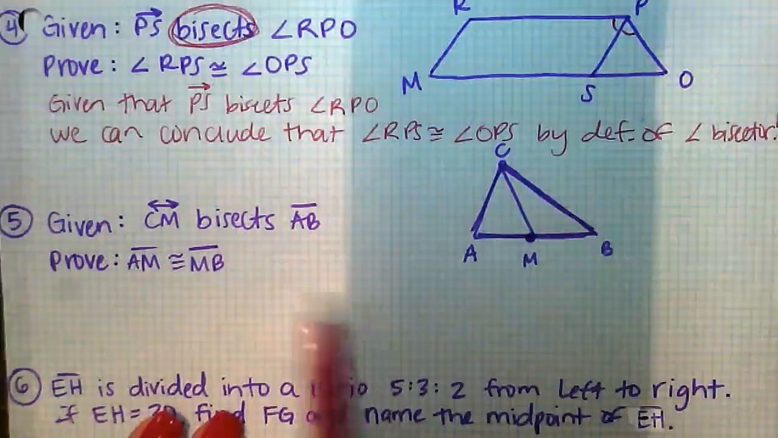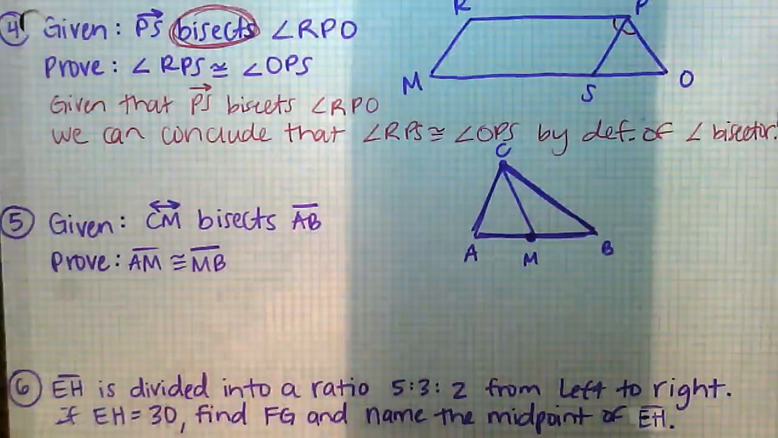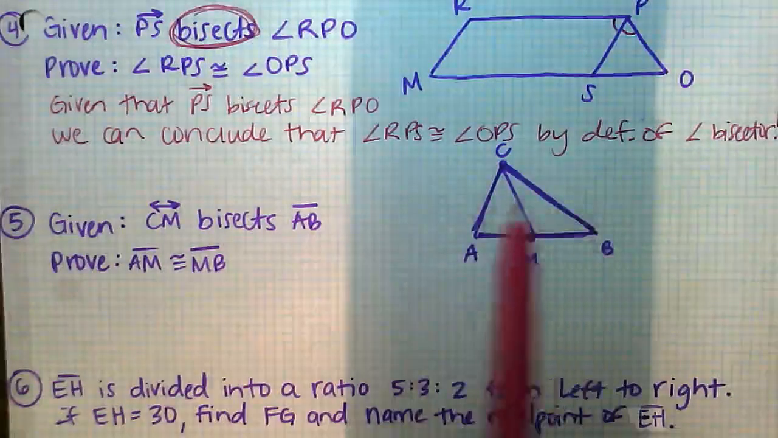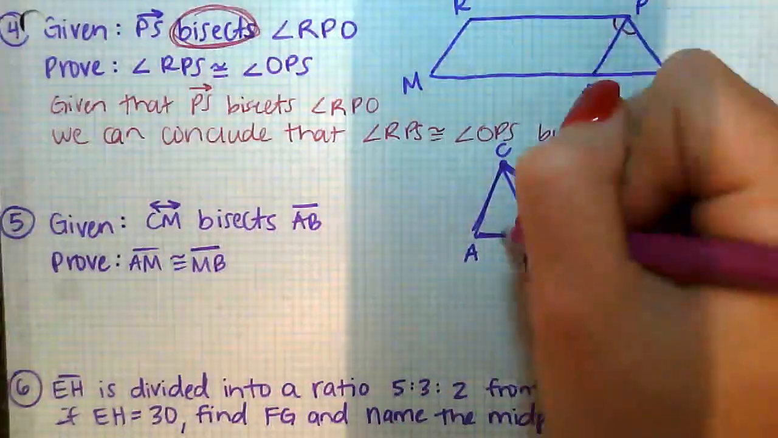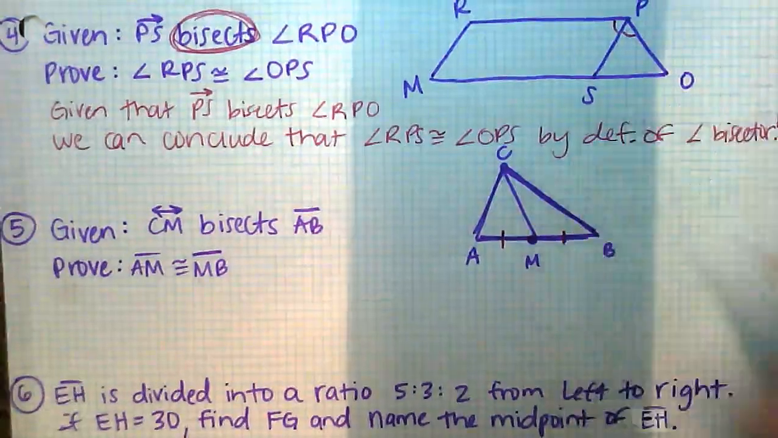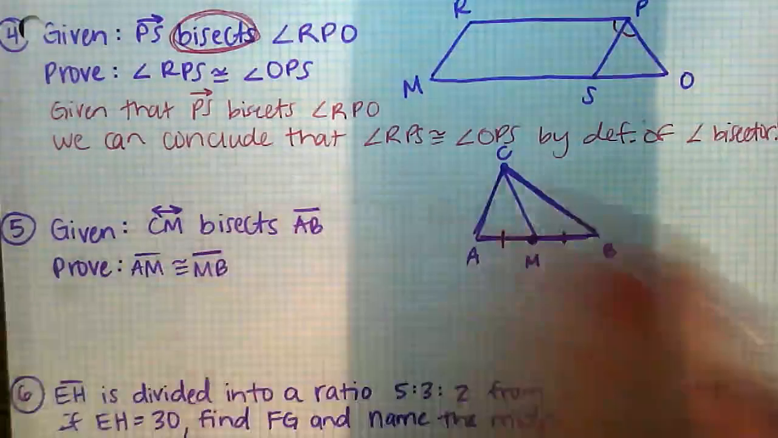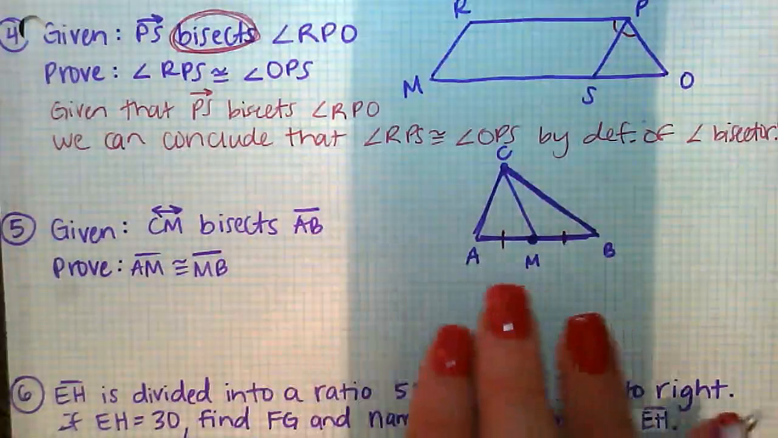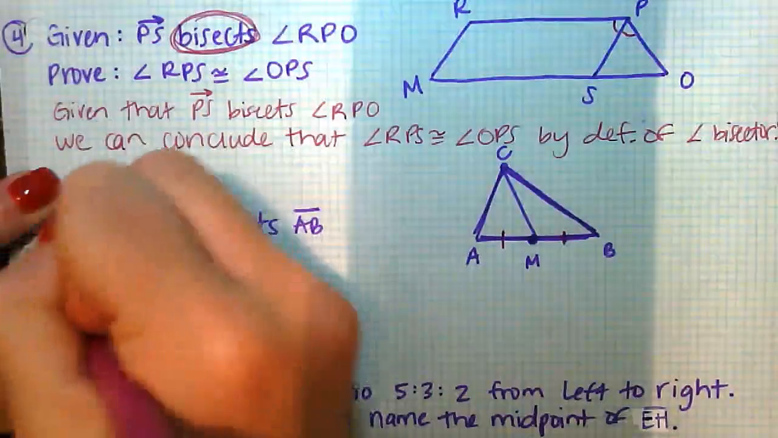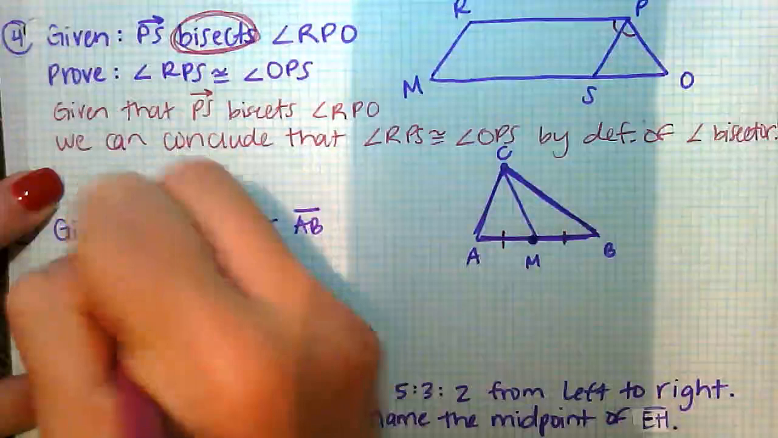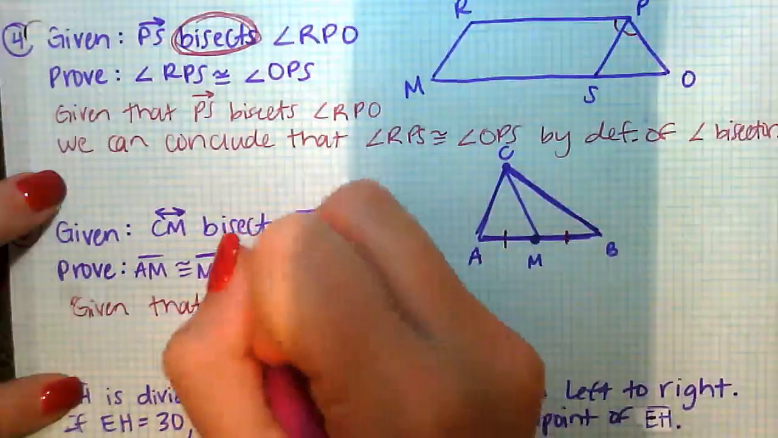Then let's take a look at this one. Let's talk about what you can conclude when you have a segment bisector. In this picture, they're saying that line CM bisects segment AB. So if I want to talk about what we can conclude, the 2 congruent segments. While this is not a formal 2-column proof, I want you to understand what conclusion we can make when we are given that we have a segment bisector.